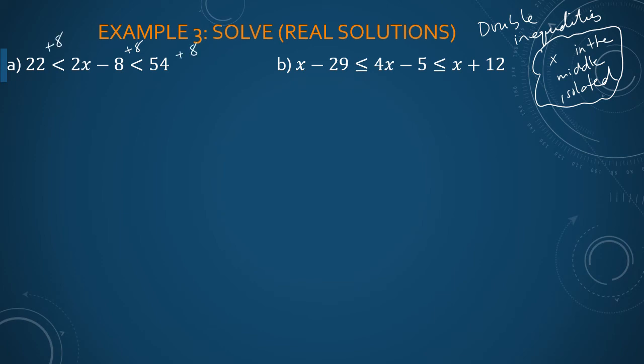22 plus 8 is 30, is less than. Negative 8 plus 8, 0, it's gone. And then 54 plus 8, 62. Then, to get x by itself, divide everything by 2. 15 is less than x, is less than 62 divided by 2, 31.